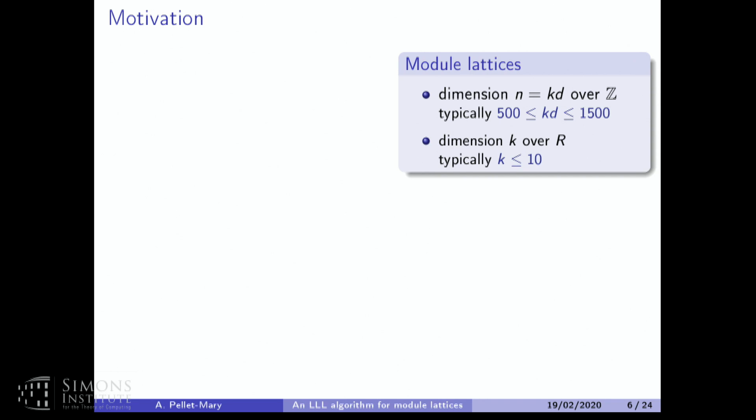And just to give you some orders of magnitude for the schemes that I told you about for the NIST competition, usually we want the dimension over Z to be roughly 700, 1000, so quite large. And the dimension as a module over R is very small. So usually 3, 4, never more than 10. So we really have something very small over R and a big dimension over Z. And so that's the duality of the two things.